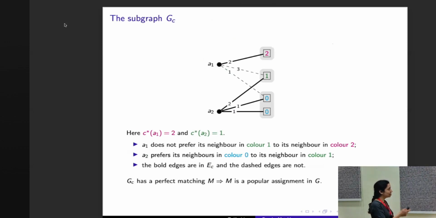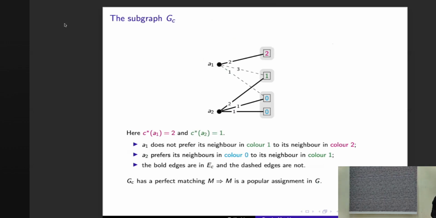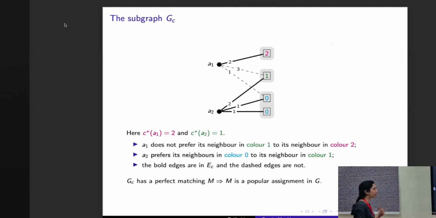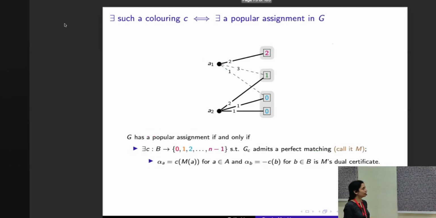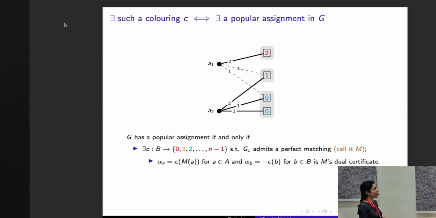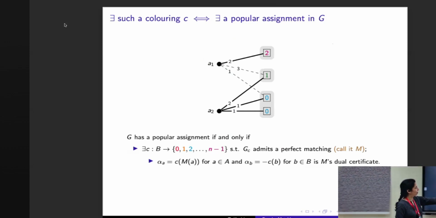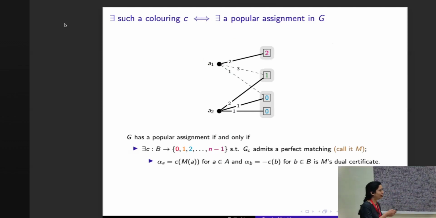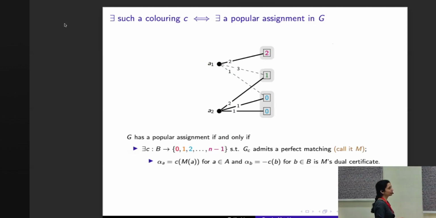And if in this subgraph there is a perfect matching, then we can show that this matching is a popular assignment in the original graph G. So putting everything together, if there exists a nice coloring to the items such that this subgraph, where we defined the subgraph in the previous slide, admits a perfect matching, then in fact that is a popular assignment.